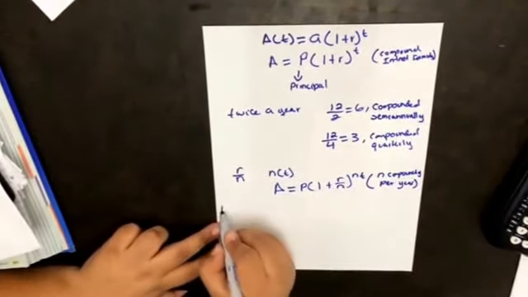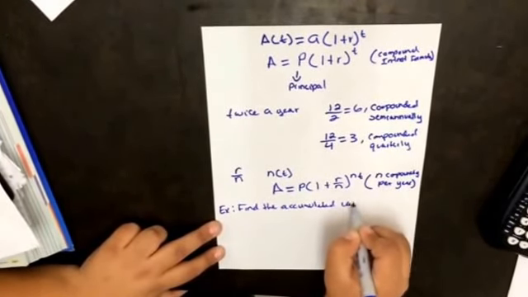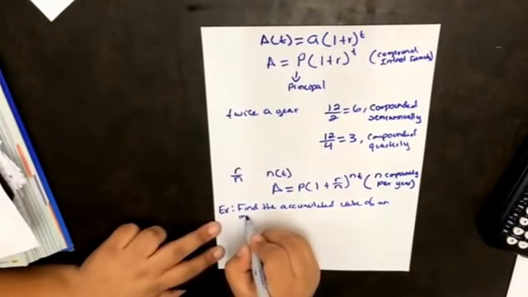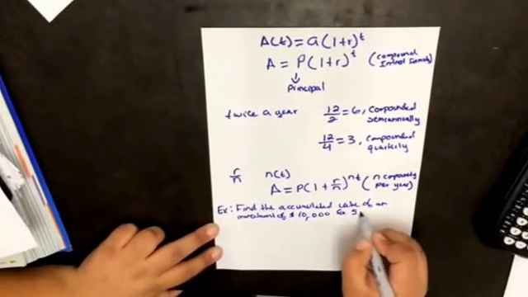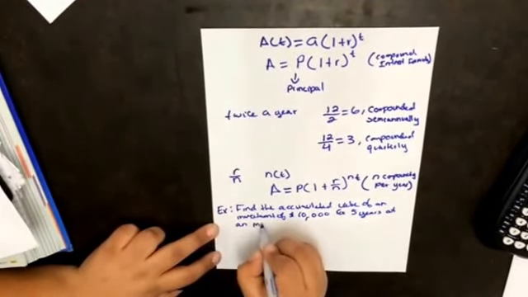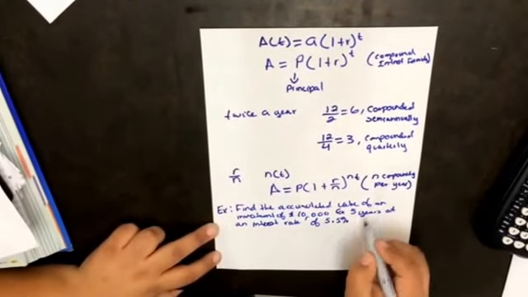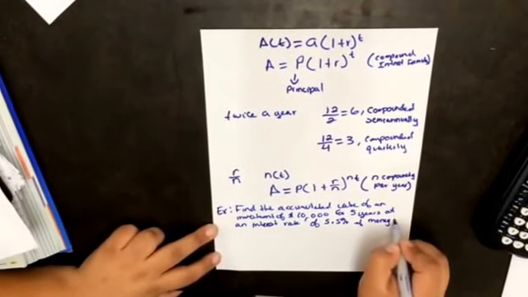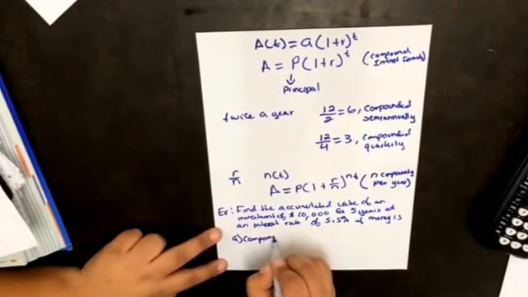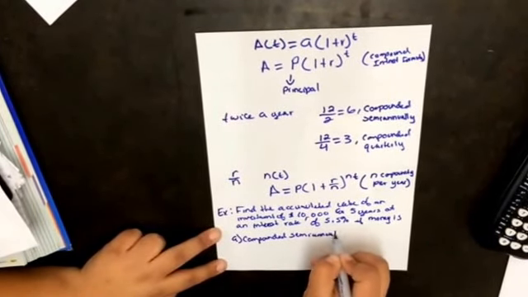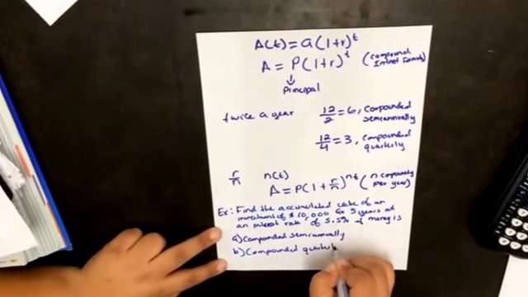So let's do an example. Find the accumulated value of an investment of $10,000 for 5 years at an interest rate of 5.5%, if the money is A, compounded semi-annually, B, compounded quarterly, or C, compounded monthly.